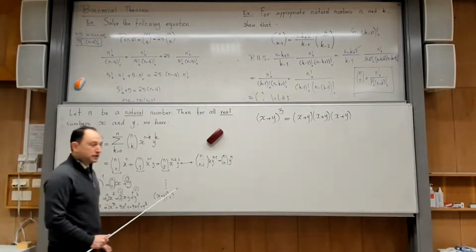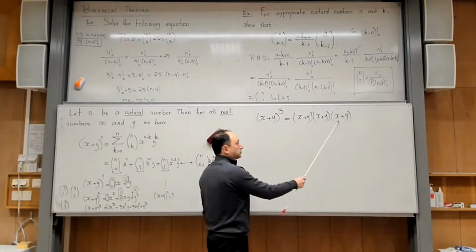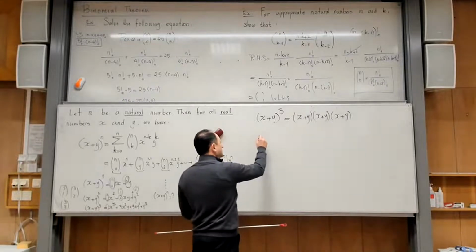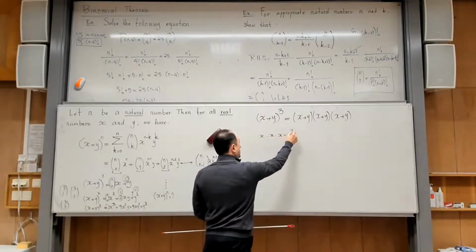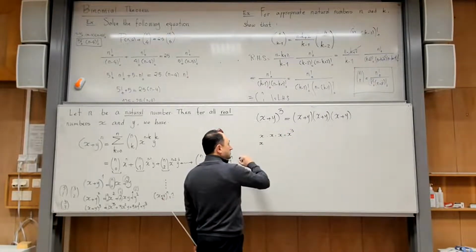Is that understandable? But I can choose x from here, and y from there. So what do I get? I get a term with x. In the first case, it was x times x times x, which gave me x to the power of 3. In the second one, I can get x.